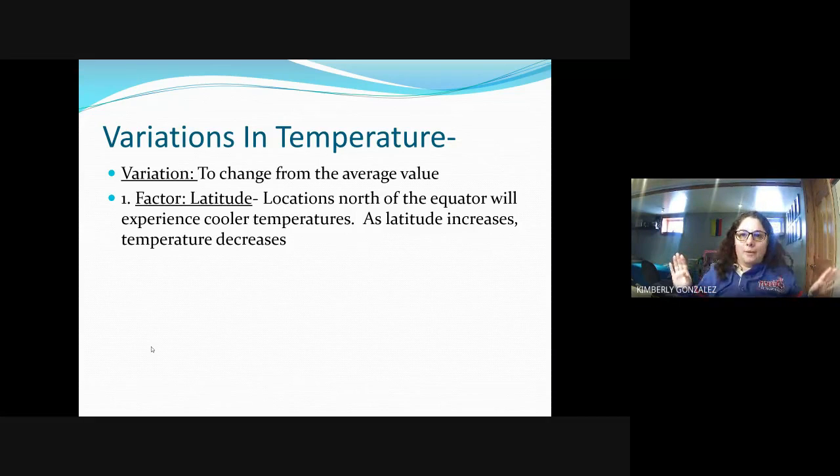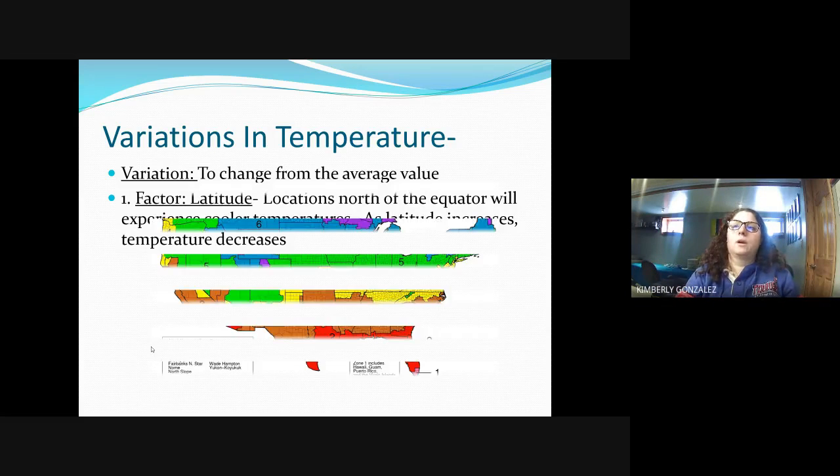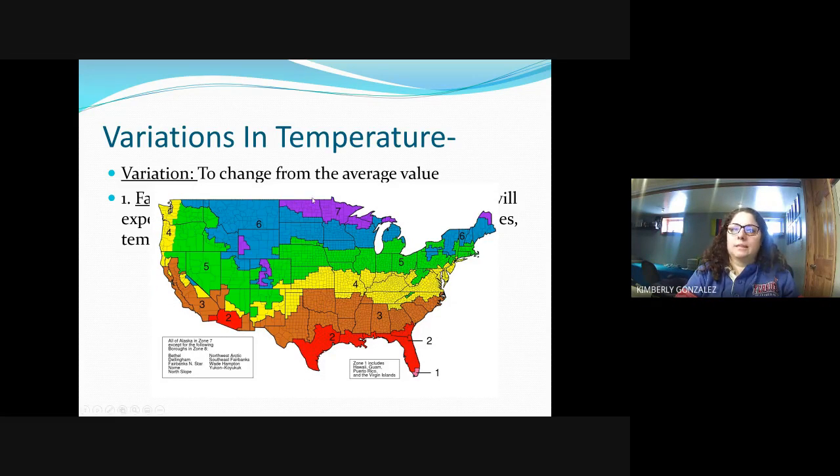That should not be a shock to the system, seeing as we've been talking about this all year long, right? So if we are in the United States, the states that are up here closer to Canada are going to be colder than the states that are closer down here to the equator. Okay, in comparison to this.